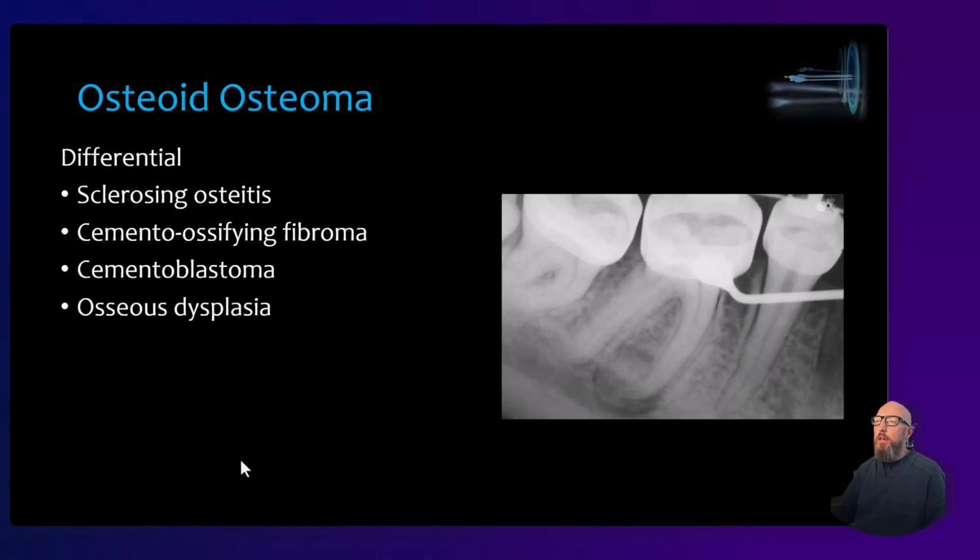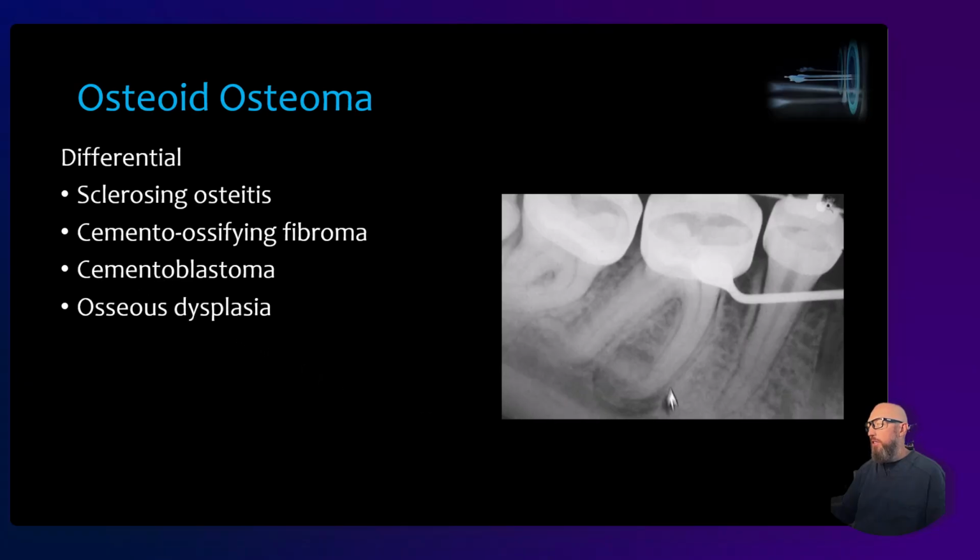As far as our differential diagnosis, if it occurs around the apices of teeth, it could be confused with sclerosing osteitis. We just talked about cemento-ossifying fibroma, and those can look really similar. That's why they're both on the same differential here. Cementoblastoma, obviously attached to the roots of teeth.